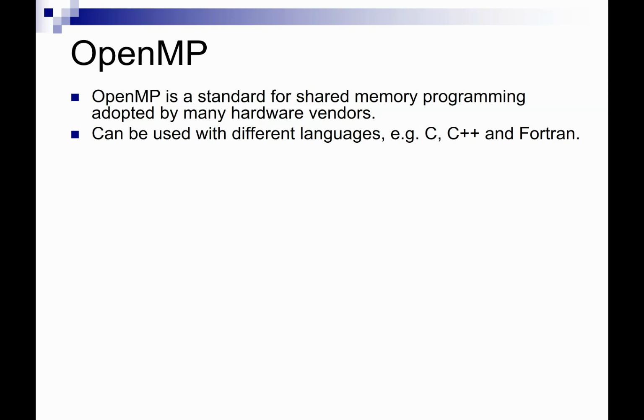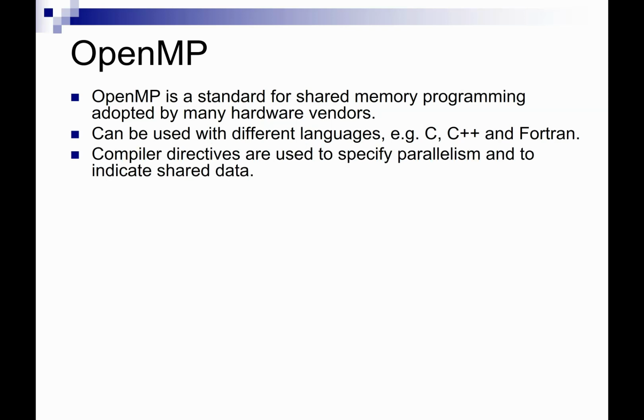Okay, so now let's see how to use OpenMP to write shared memory programs. OpenMP is an open standard. That means it defines what OpenMP includes, the features that it includes, but it doesn't specify an implementation. And so there are actually multiple implementations of OpenMP by different vendors. And you can use OpenMP with either C or C++ or Fortran.